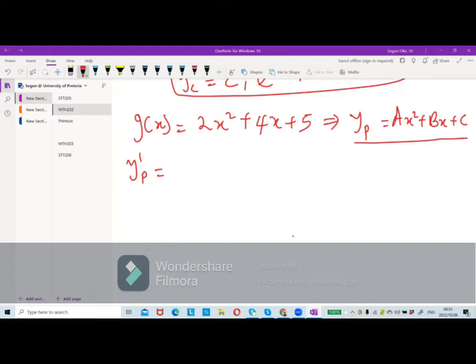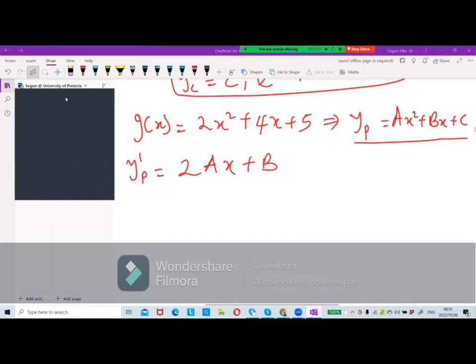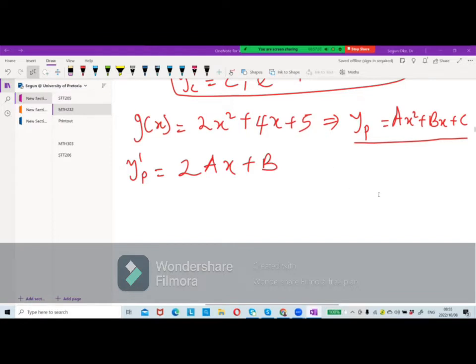So we are going to differentiate this with respect to x. 2ax plus b. Thank you. Plus 0. So what I'm saying is differentiate this with respect to x. When you differentiate ax squared, you give 2x multiplied by a, 2ax. Differentiate bx will be b.